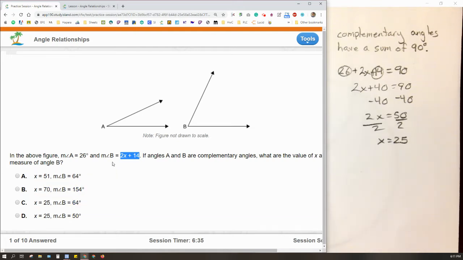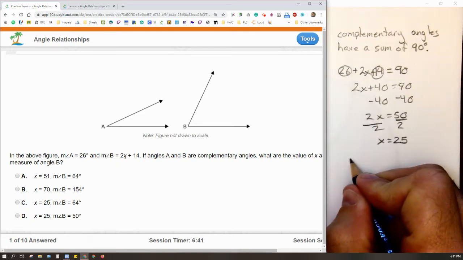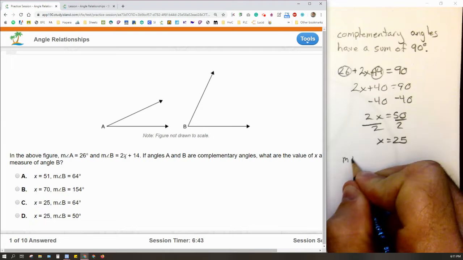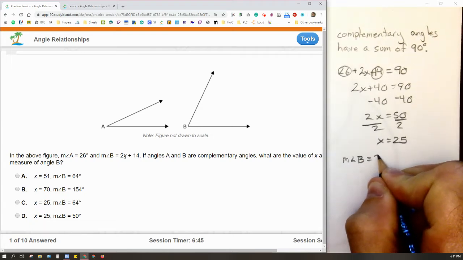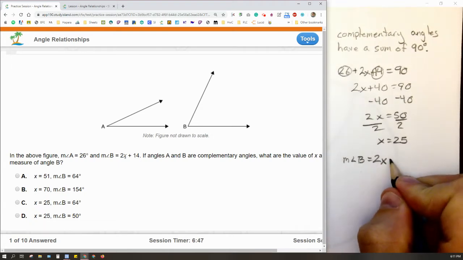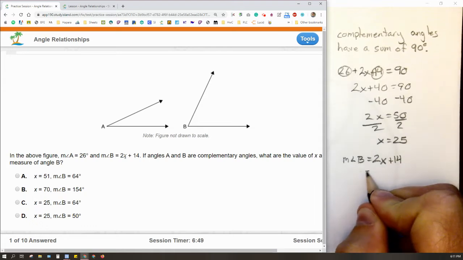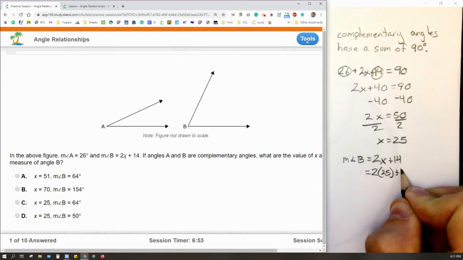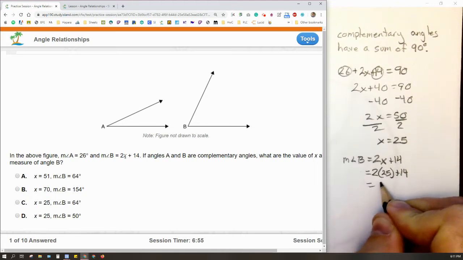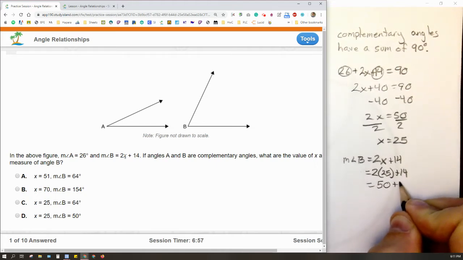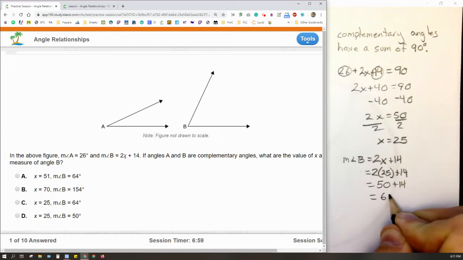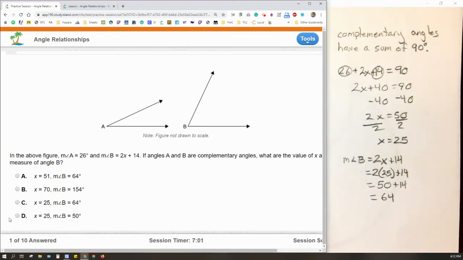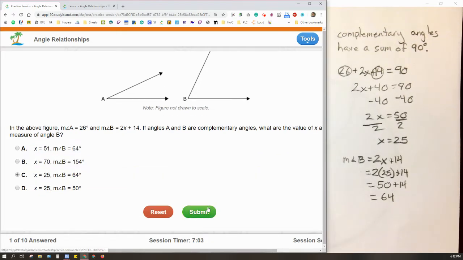So we're going to go ahead and now find angle B, because that's the other part of it. If x is 25, then the measure of angle B is equal to 2x plus 14. So we say that's 2 times 25 plus 14. 2 times 25 is 50. 50 plus 14 is 64. So the measure of angle B is 64 degrees, and that's our answer right there.